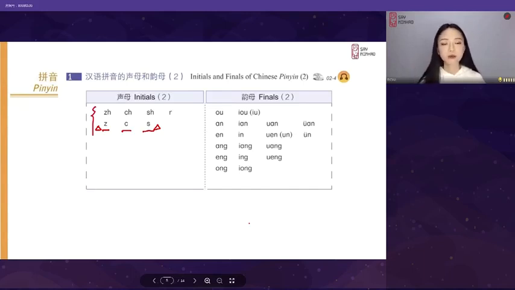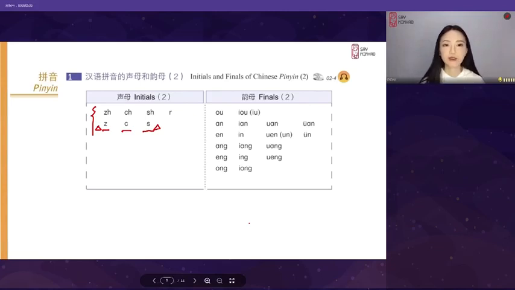Now let's try to read from the start, each one twice. 3, 2, 1. Zh, zh, ch, ch, sh, sh, r, r, z, z, c, c, s, s. Excellent. Now these are the new initials for today.